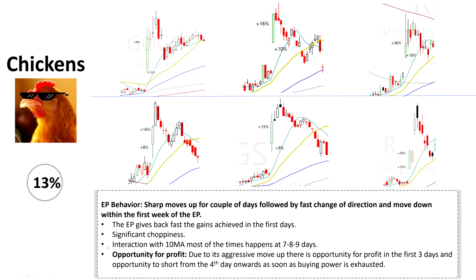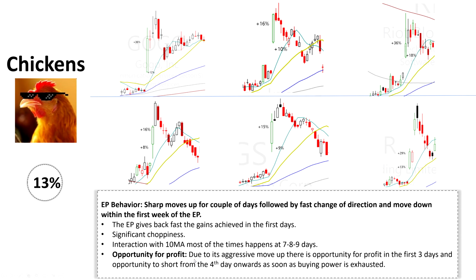Significant choppiness sometimes, interaction with the 10 days moving average most of the time happens at 7, 8, 9 days. So just to remind you once again how I calculate this: Day 0 is the EP day, then 1, 2, 3, 4, 5, 6, 7, 8. So the day when it interacts with the 10 days moving average is day 8. In most of the cases, this is when the stock interacts with the 10 days moving average.